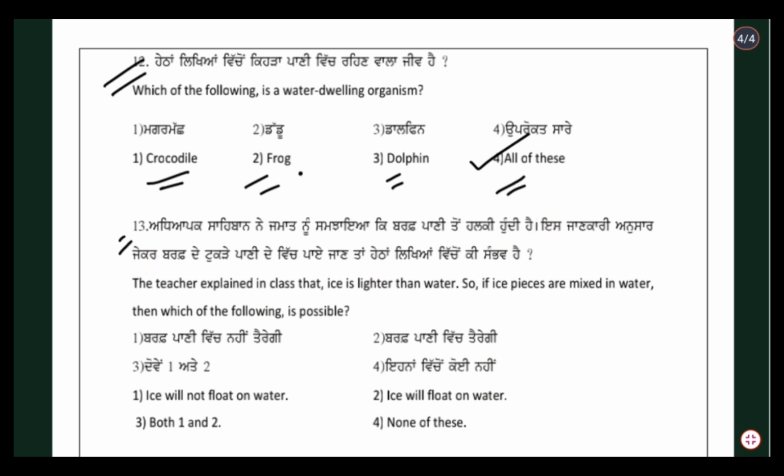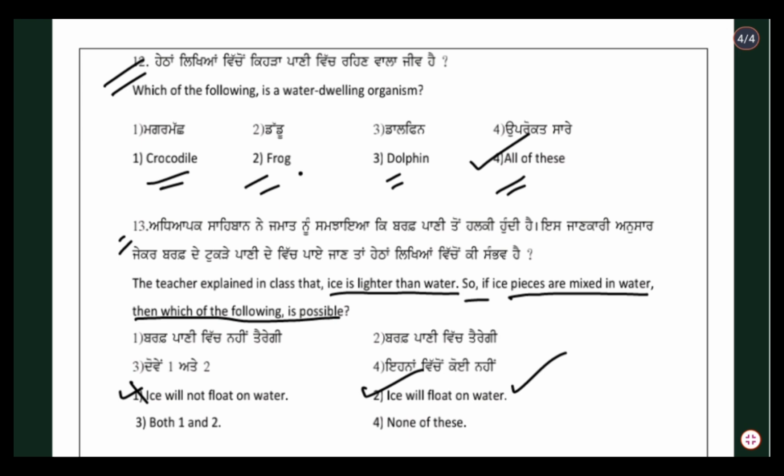Question number 13 is, the teacher explained in class that ice is lighter than water. So if ice pieces are mixed in water, which of the following is possible? Students, ice is less dense than water, right? So it will float on the surface of the water, right? So the answer will be ice will float on the water. So the second option is your right choice.